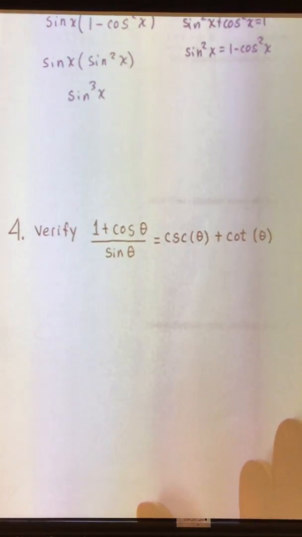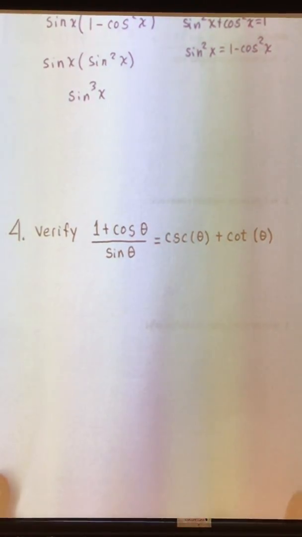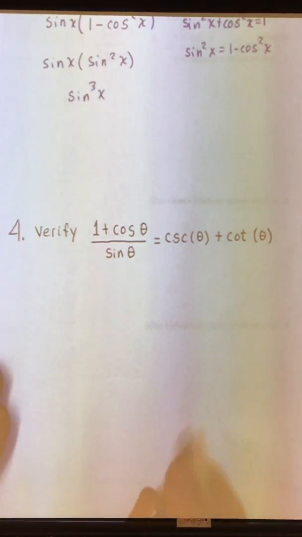Problem number 4, verify that identity. Okay, often there's more than one way to go about it. Sometimes it's an arithmetic move, sometimes it's an algebra move, and sometimes it's a trigonometric move.